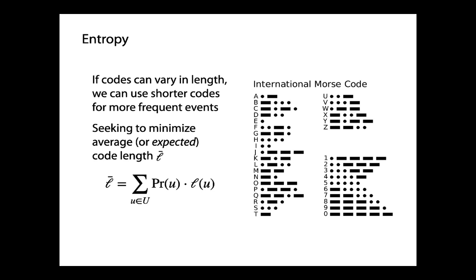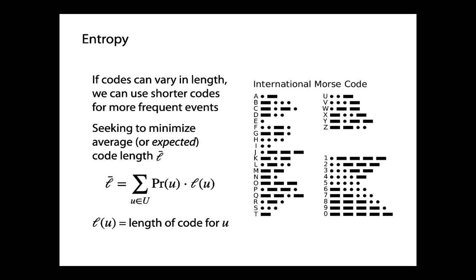This is this L bar. L bar equals the sum over all possible items from the universe, all possible letters we might want to convey, of the probability of that letter under some model times the length of the code word that we use to encode that letter. Okay. Right, so L of U is the length of the code for U.